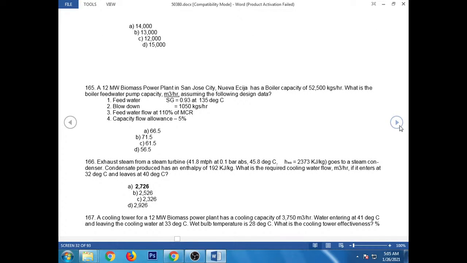Biomass plant. Exhaust steam from a steam turbine, 41.8 mtph at 0.1 bar absolute, 45.8 degrees Celsius, hg is equal to 2,373 kilojoules per kilogram, goes to a steam condenser. Condensate has an enthalpy of 192 kilojoules per kilogram. What is the required cooling water flow in m3 per hour if it enters at 32 degrees Celsius and leaves at 40 degrees Celsius?